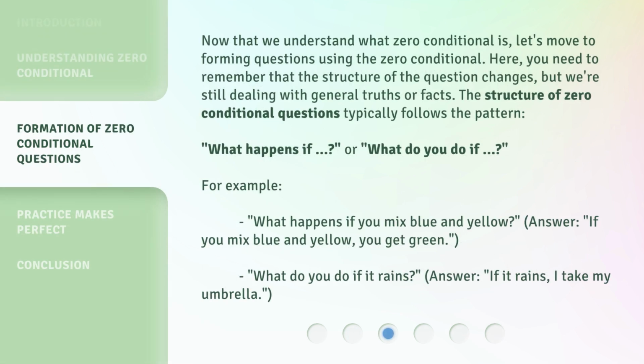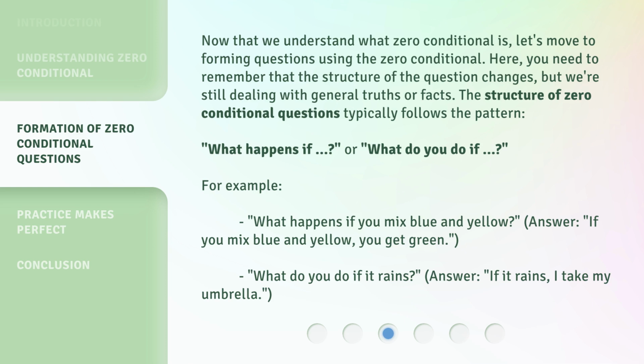Now that we understand what zero conditional is, let's move to forming questions using the zero conditional. Here, you need to remember that the structure of the question changes, but we're still dealing with general truths or facts. The structure of zero conditional questions typically follows the pattern: what happens if, or what do you do if? For example, what happens if you mix blue and yellow? Answer: if you mix blue and yellow, you get green.